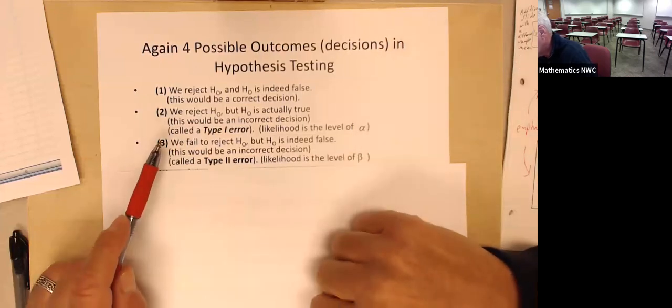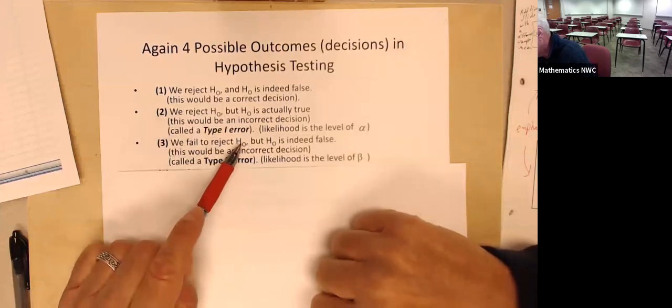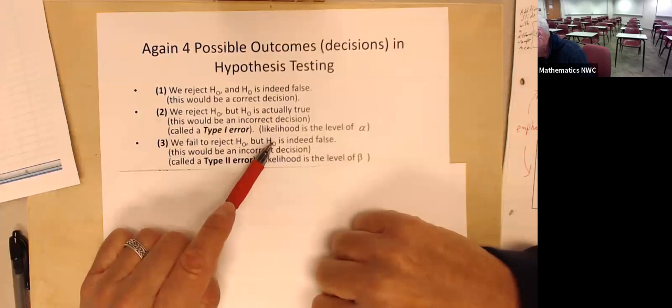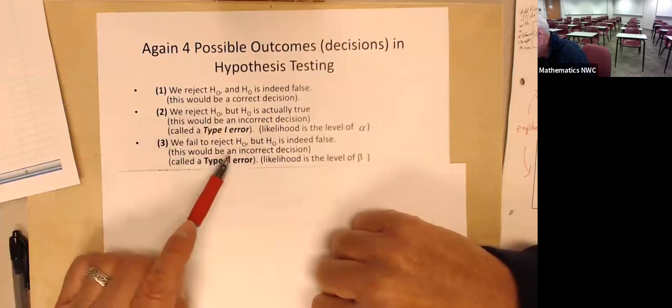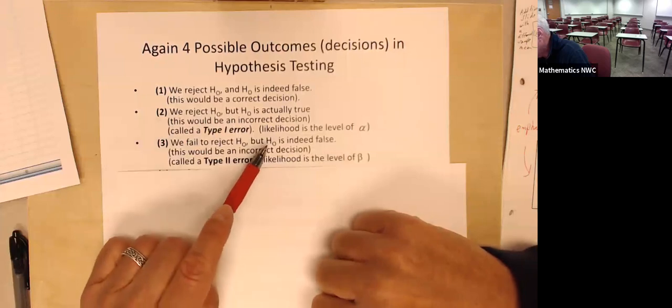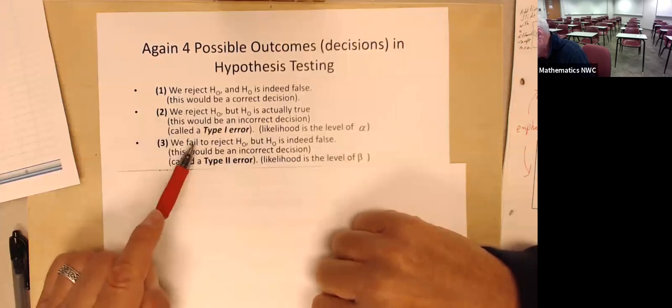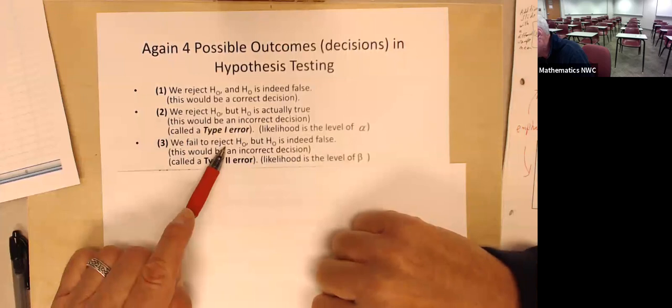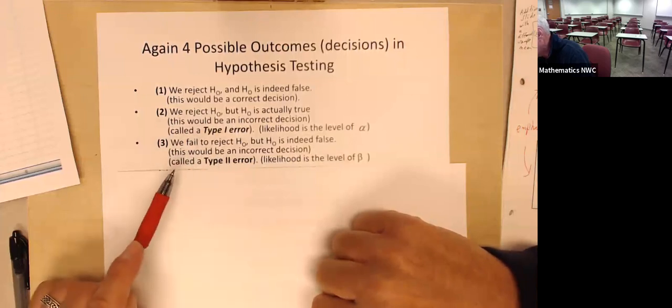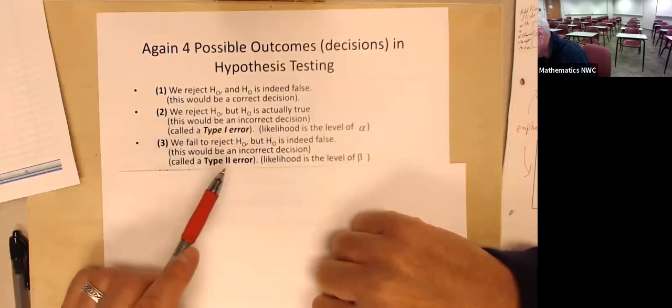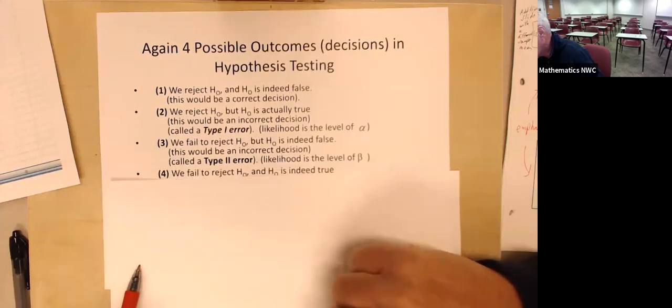A third decision, we failed to reject the null. I had insufficient evidence. It did not go over the line in the sand, but the null was false. I just didn't get enough evidence to detect it. This would also be an incorrect decision because the null was false, but I failed to reject that false statement. That's an incorrect decision. It's called a type 2 error. The likelihood is beta.